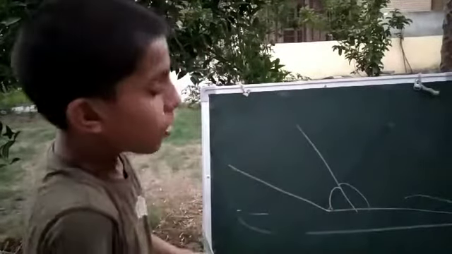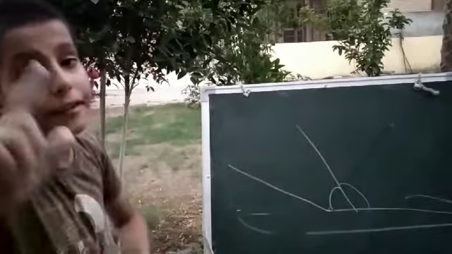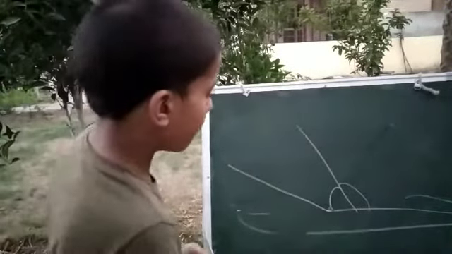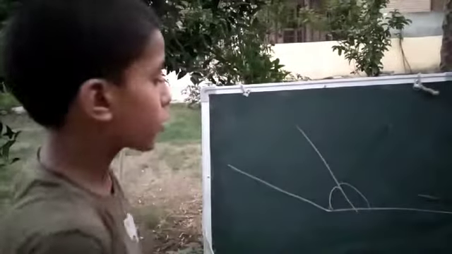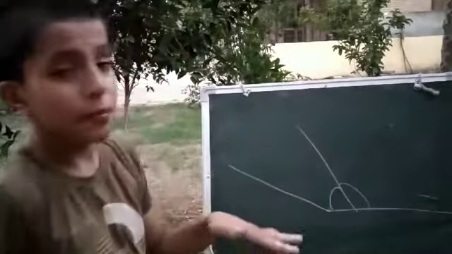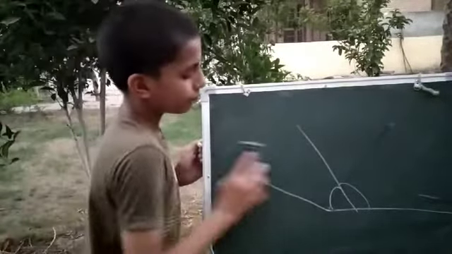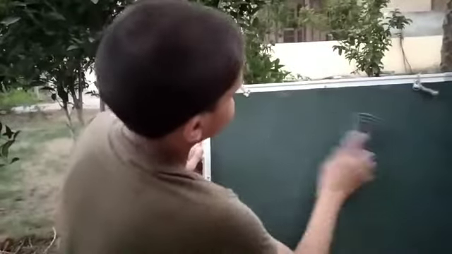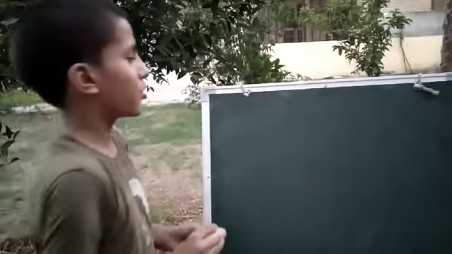If it is like this, it is not a linear pair. Yes, it is very important. So you must draw a straight line to make a linear pair. Okay, it is compulsory. So let's go to the intersection part.